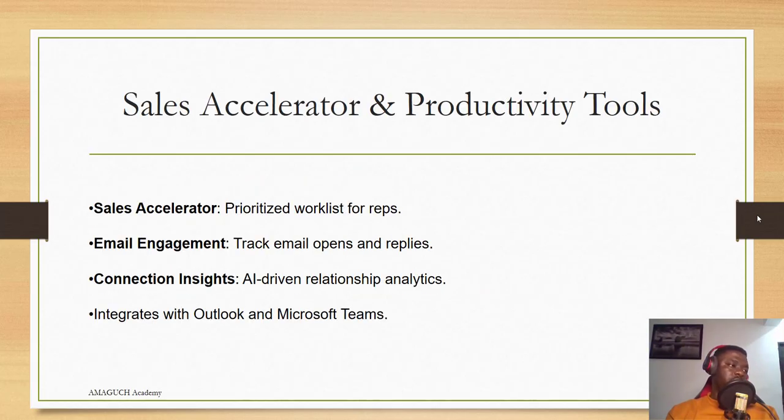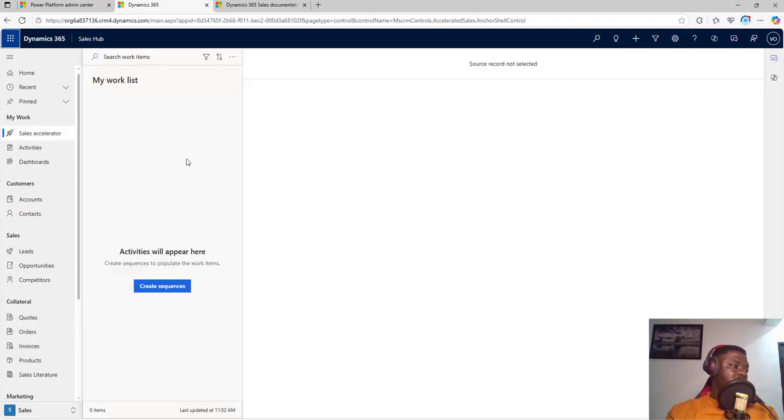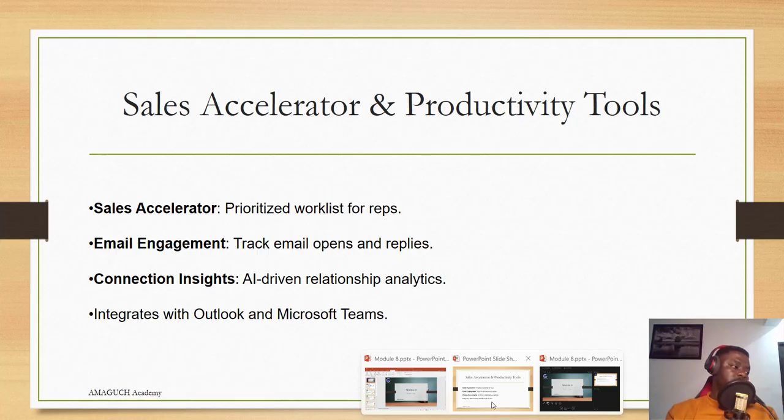Then sales accelerator and productivity tools. Like the sales accelerator, you have things that accelerate your operations as a sales rep. I don't have data on this system, but basically, it gives you access to my work, the activities you need to perform, so you can see them, and sequences. So my list of sequences of things that I need to do. These things help to accelerate your sales reps' productivity.